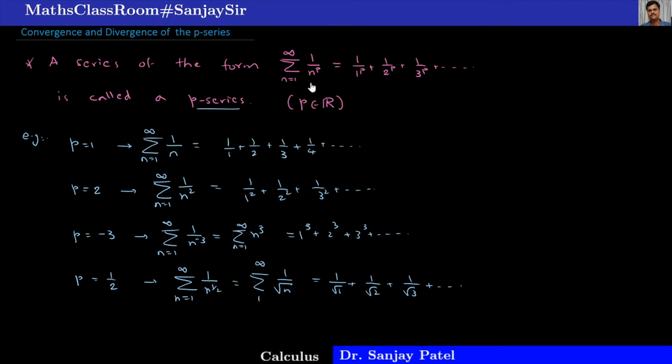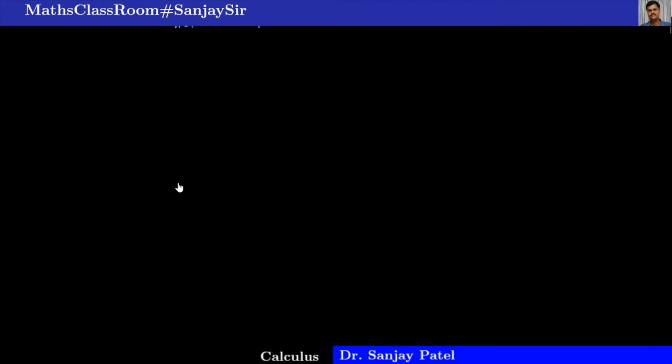So what are the conditions on the number p so that sigma 1 upon n raised to p is convergent? We'll prove a theorem which is very, very important. With the help of this theorem, we can determine whether some special type of series are convergent or not. So let us prove this theorem. It is called the P series test.